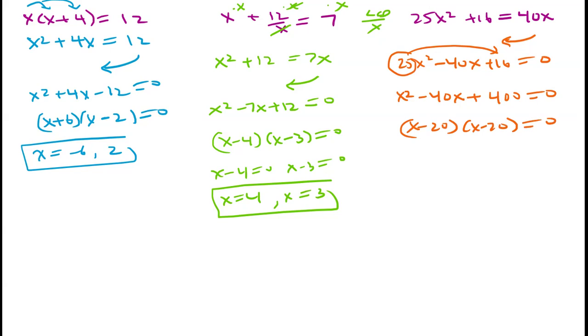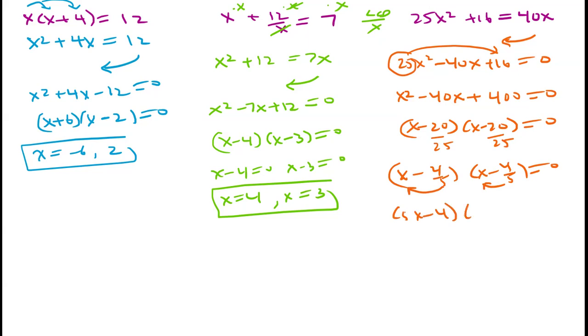Because I have that negative positive combination, both factors have to be negative. Now we have to be careful because, as I mentioned before, some students say, "Oh, the answer is going to be 20." That's not true. Since we multiplied by 25, we have to divide by 25 and then reduce. So this is going to be x minus 4/5 and x minus 4/5 equals 0. Then we take that 5 and move it to the front. So that gives us 5x minus 4 times 5x minus 4 equals 0.